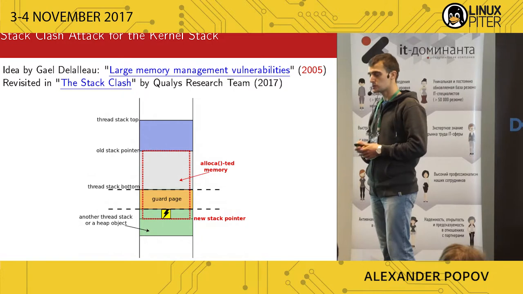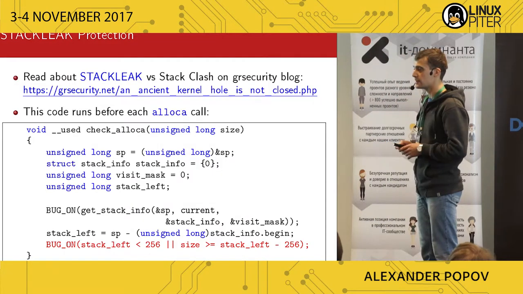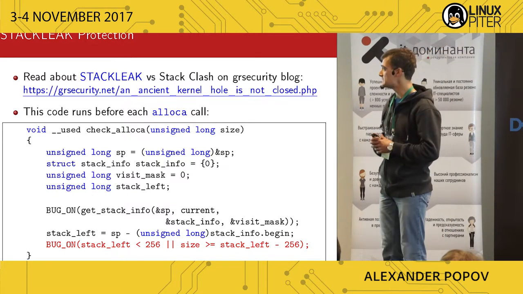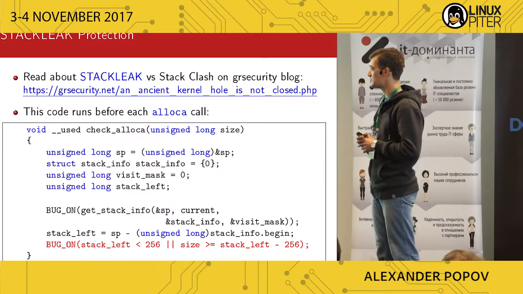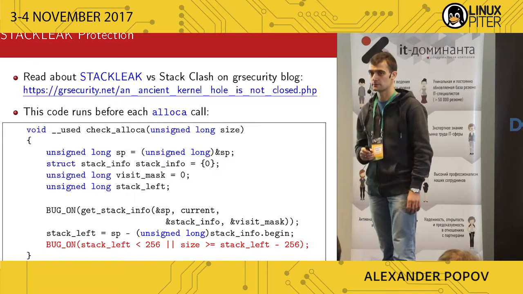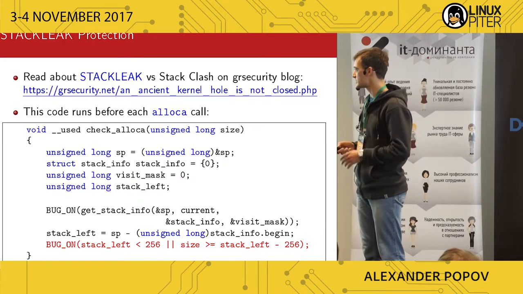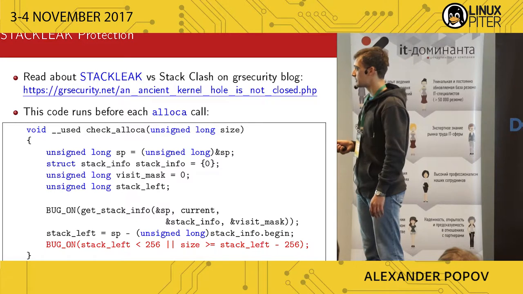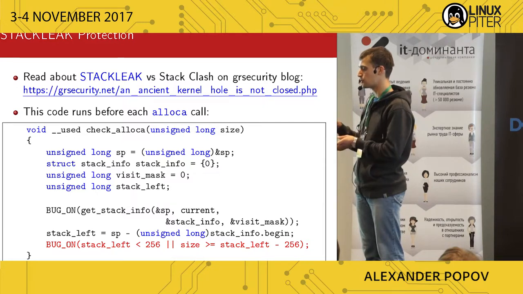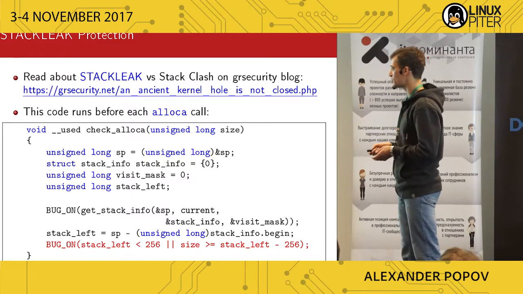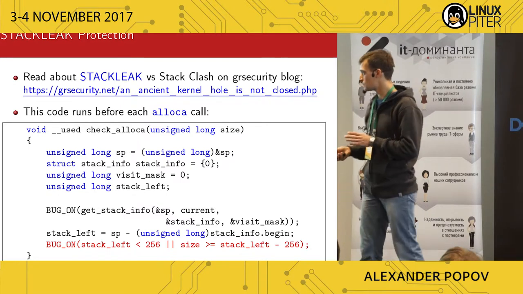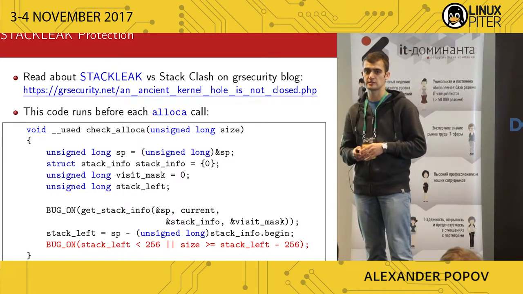And STACKLEAK copes with it, actually. You can read the details in the Grsecurity blog. The main point is that this code runs before each alloca, which performs allocation in the kernel stack. And this code evaluates the size of the stack portion which is still left, and if the stack is already exhausted or the size of alloca oversteps the stack bottom, we have a kernel oops killing the exploit process again.